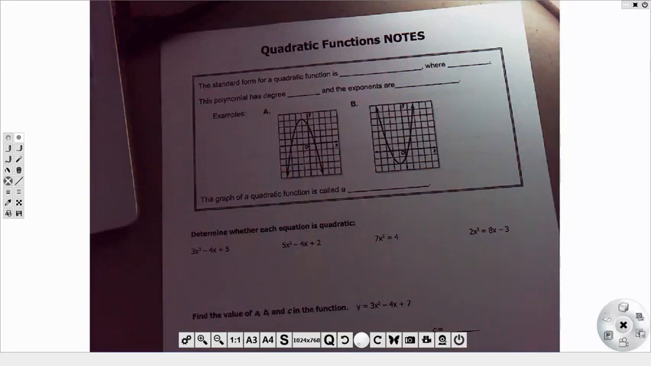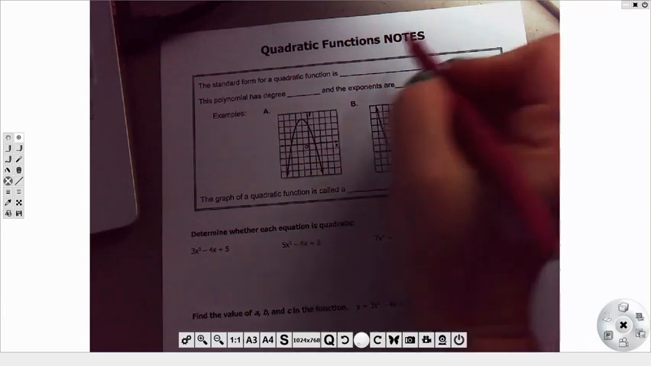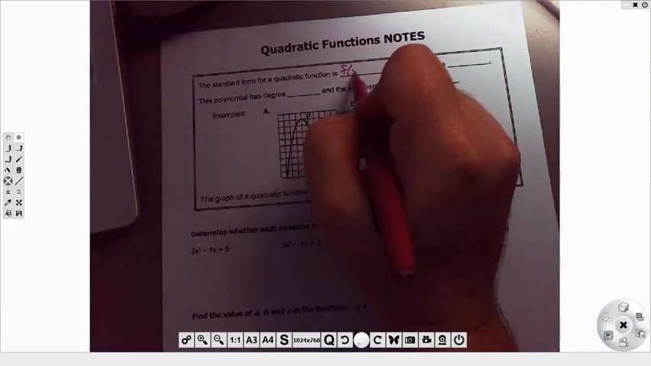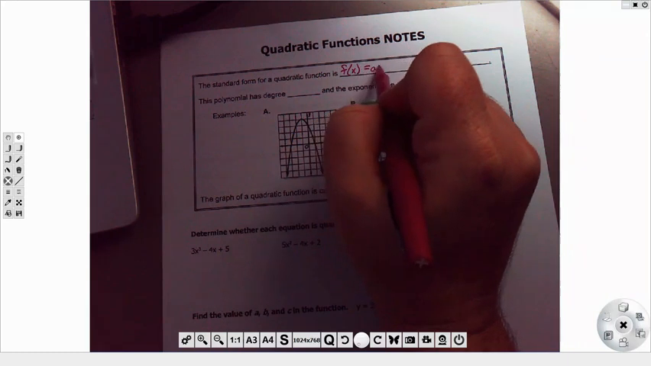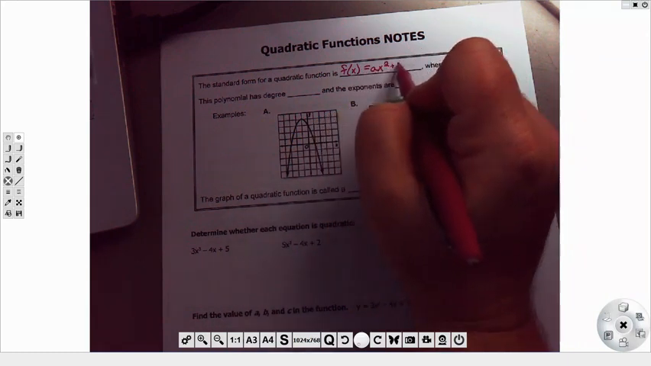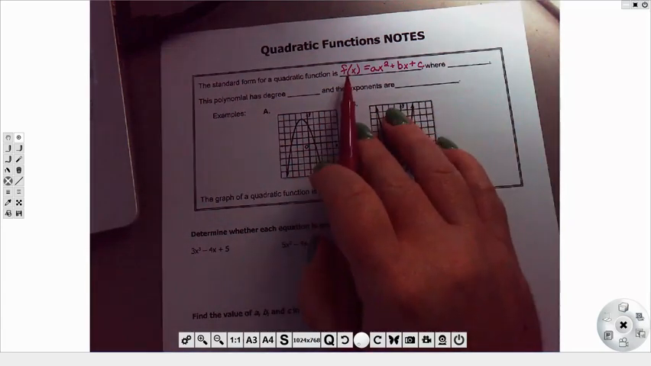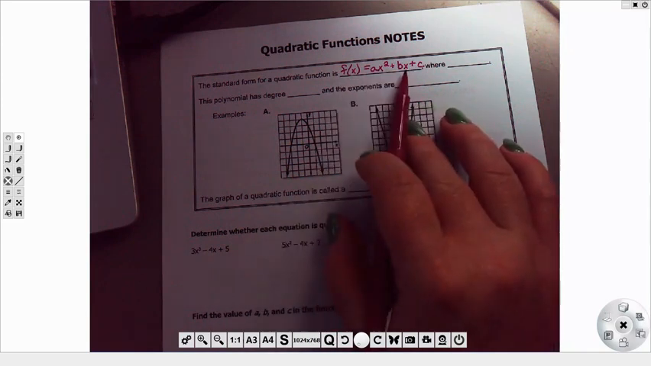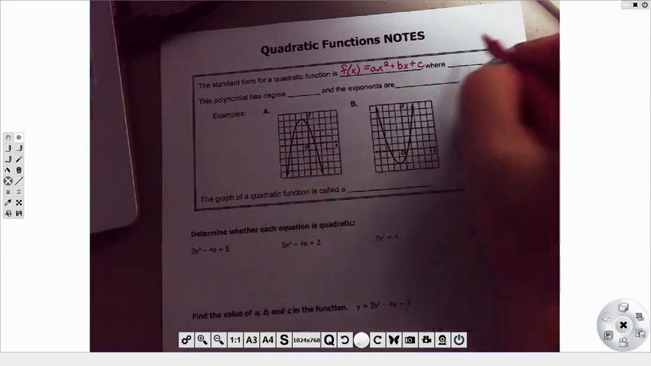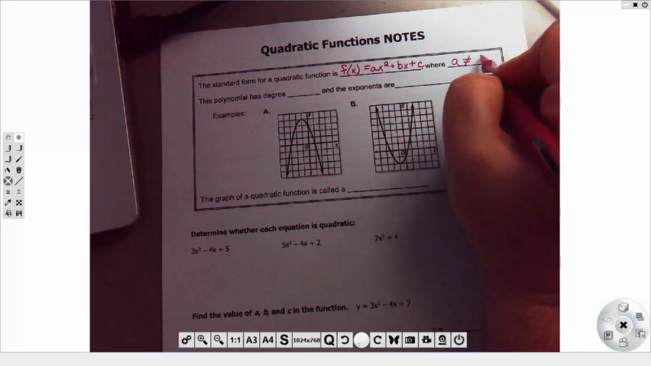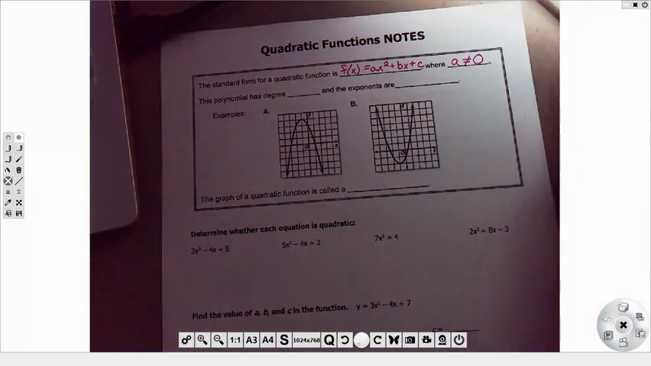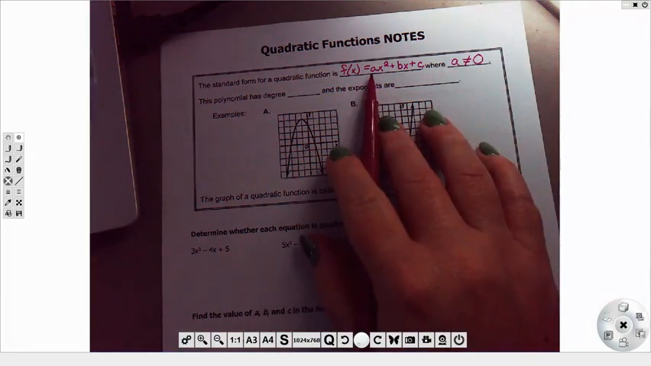All right, quadratic functions. So let's recall that the standard form for a quadratic function is f of x equals ax squared plus bx plus c. Now remember, f of x is just the funky way of just saying y. So this is still an equation where a cannot equal 0. Okay, cannot equal 0 or this does not work.